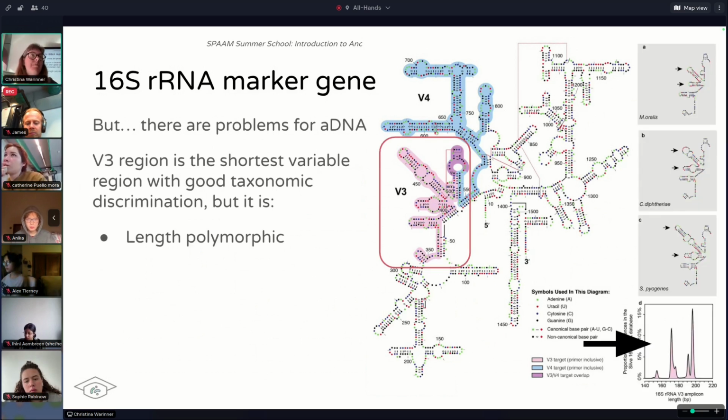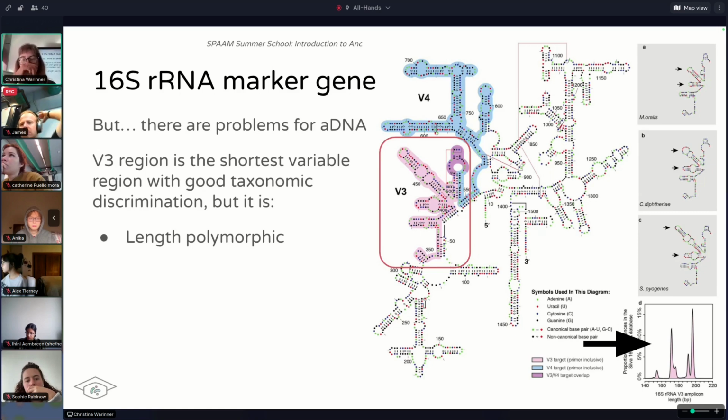But big problem, it's actually length polymorphic. And you can see this over here on the right. The way that the RNA folds up to function in the ribosome, it has these stem loop structures, and some of those stem loops are freely able to evolve. So for example, Methanobrevibacter oralis has a relatively short stem loop structure in the V3 region, whereas in other taxa like Streptococcus pyogenes, it's evolved to have really long sequences.